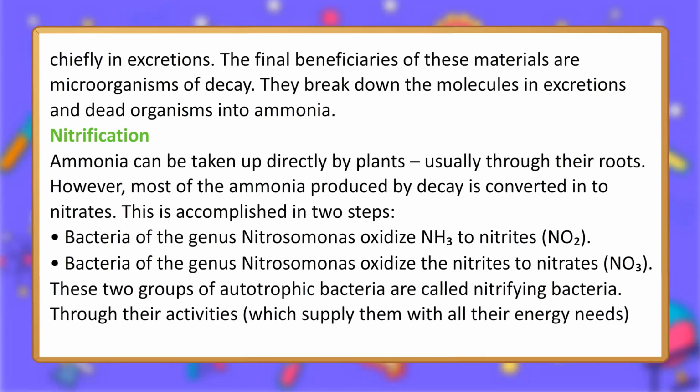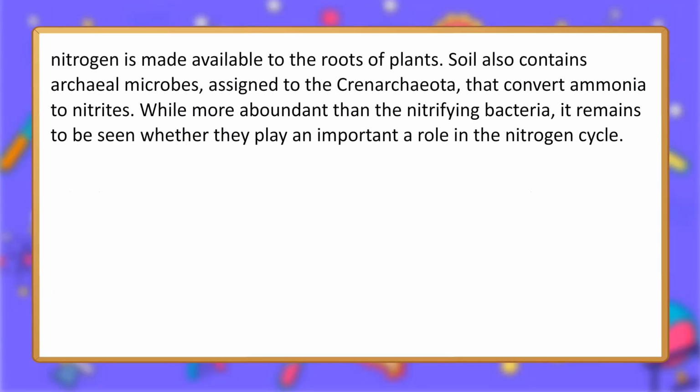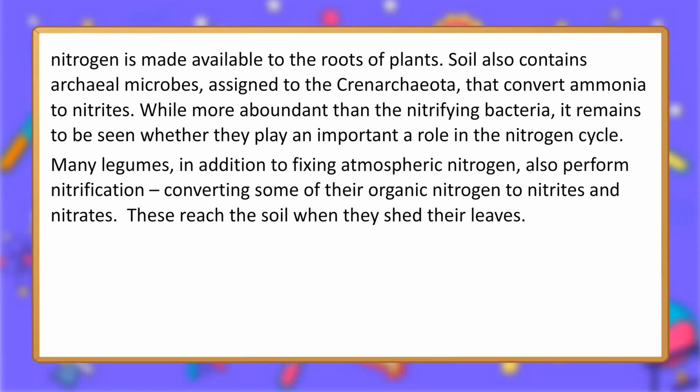These two groups of autotrophic bacteria are called nitrifying bacteria. Through their activities, which supply them with all their energy needs, nitrogen is made available to the roots of plants. Soil also contains archaeal microbes, assigned to the Crenarchaeota, that convert ammonia to nitrites. While more abundant than the nitrifying bacteria, it remains to be seen whether they play an important role in the nitrogen cycle. Many legumes, in addition to fixing atmospheric nitrogen, also perform nitrification, converting some of their organic nitrogen to nitrites and nitrates. These reach the soil when they shed their leaves.